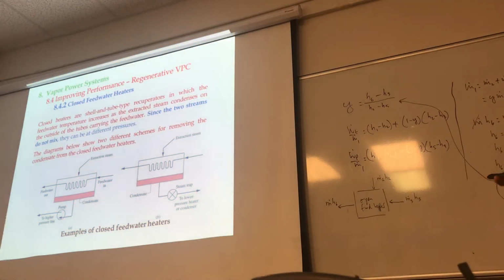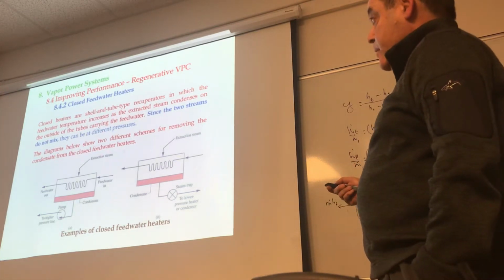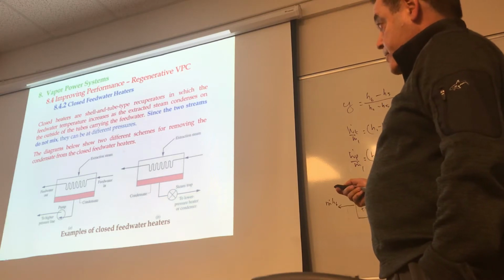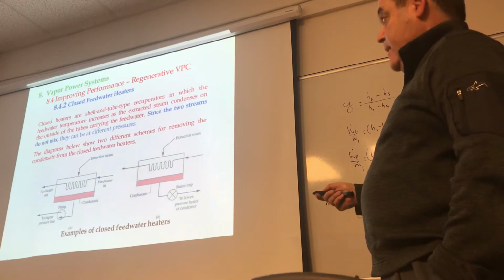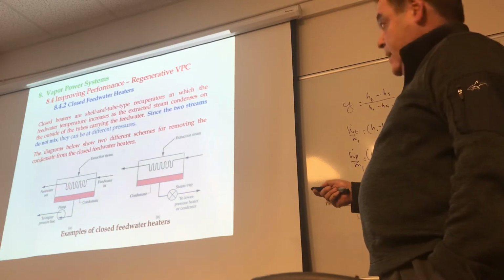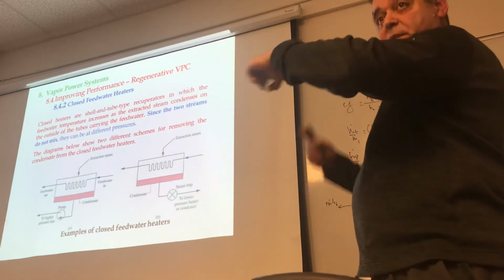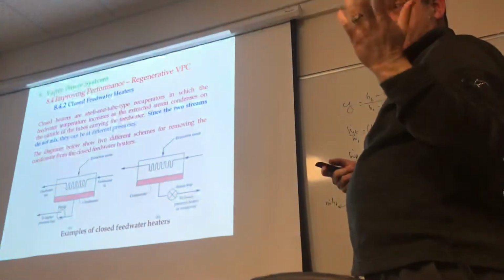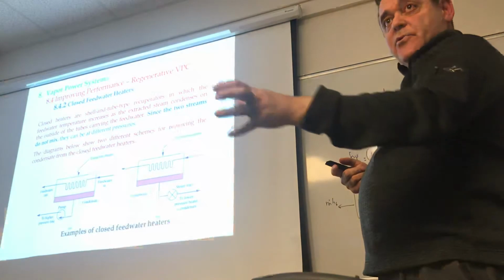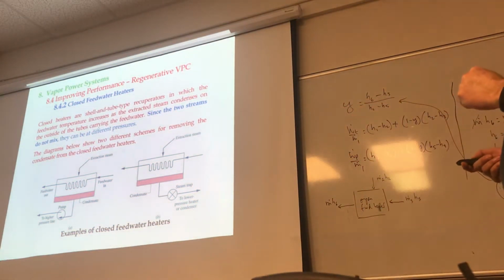Now, how does that work? Well, the diagrams below show two different schemes for removing the condensate from the closed feed water heater. So what you have is essentially cold water that's flowing through a pipe. You take that extracted steam, right? That extracted steam hits the walls of the pipe. What's going to happen to it? It's going to have condensation, right? So you're going to have the feed water comes in, the feed water goes out.